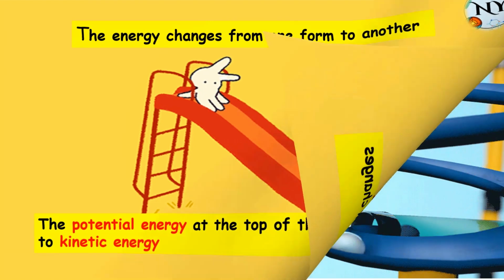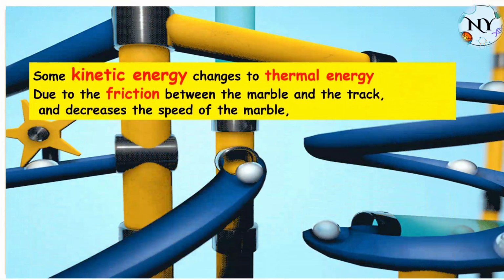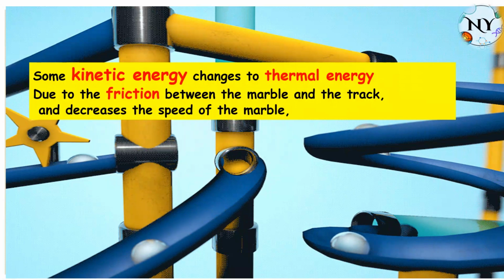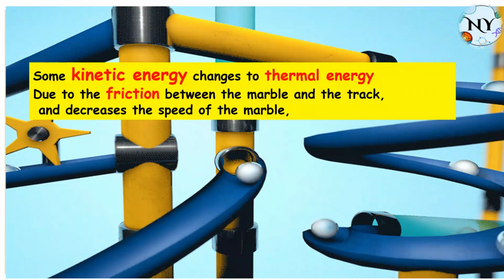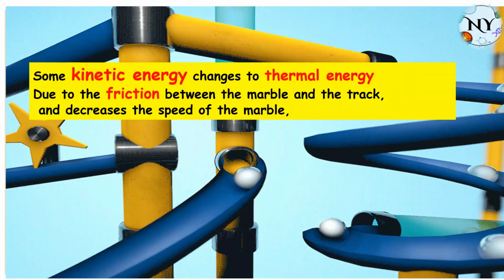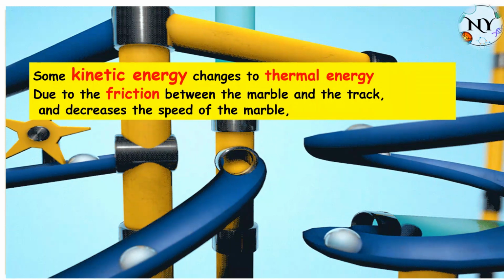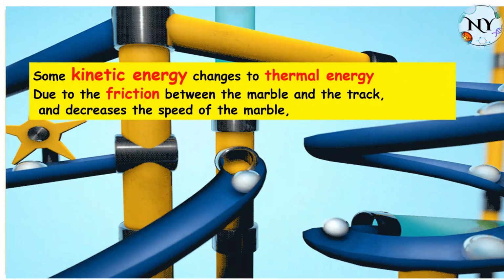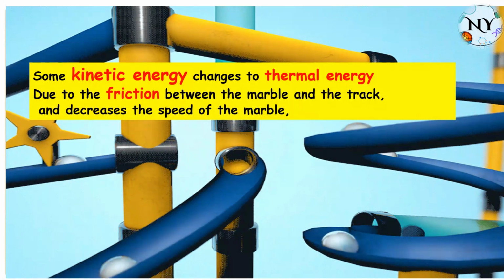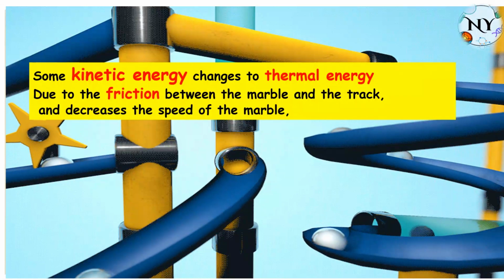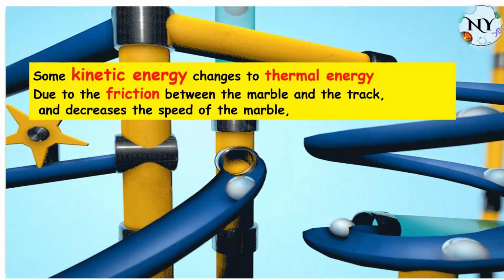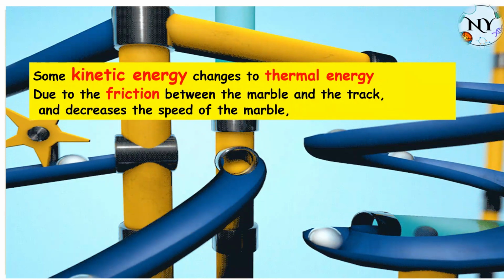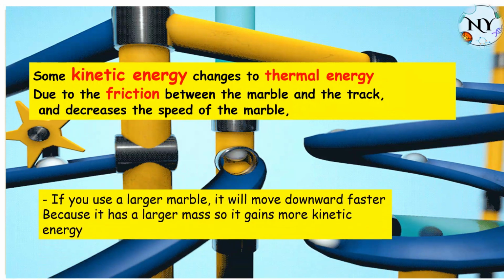So energy can change from one form into another. Also here, some of the kinetic energy changes into thermal energy due to the friction between the marble and the track, and this decreases the speed of the marble. It also happens with cars. Some of the kinetic energy changes into thermal energy due to the friction between the road and the wheels of the car. And of course, this friction decreases the speed of the car.